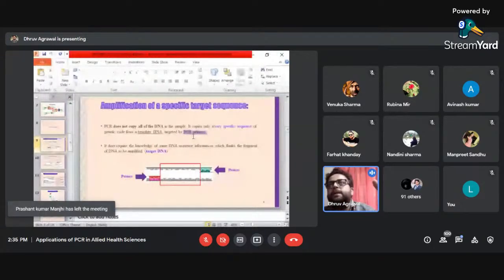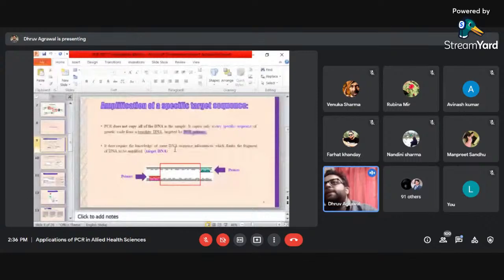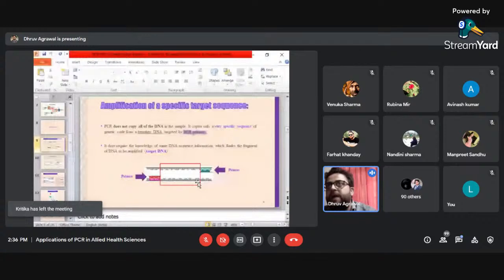So it does require the knowledge of some DNA sequence information which flanks the fragment of DNA to be amplified. Now, what does it mean? It means that, for example, say this red colored box shows you the gene which you want to amplify. So apart from the sequence, you must have some knowledge about the surrounding DNA sequence also. Then only you will be able to design the efficient primers, right?